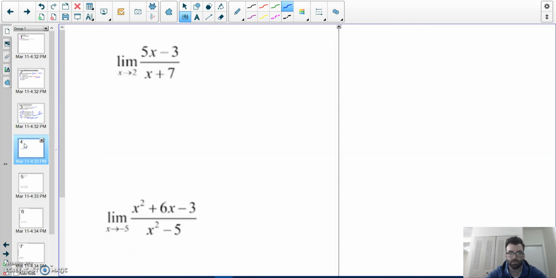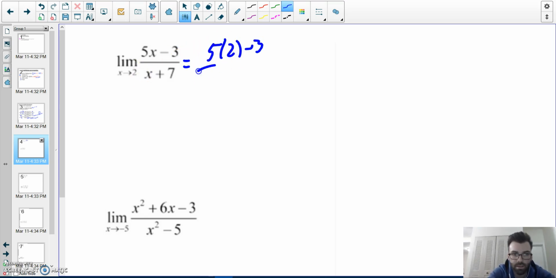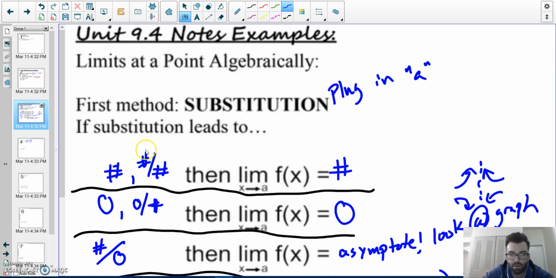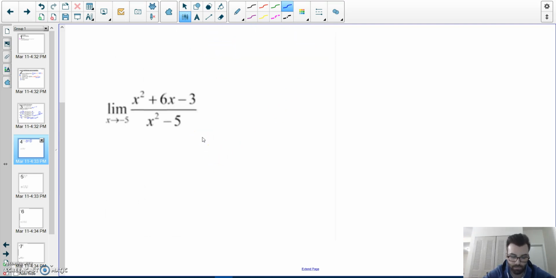Okay, here we go. So, substitution. Plug 2 in for my x values. So, 5 times 2 minus 3 over 2 plus 7. 5 times 2 is 10. 10 minus 3 is 7. 2 plus 7 is 9. So, I have a number over a number. Then the limit is 7 ninths. The limit as x approaches 2 is 7 over 9. My y values approach 7 over 9.